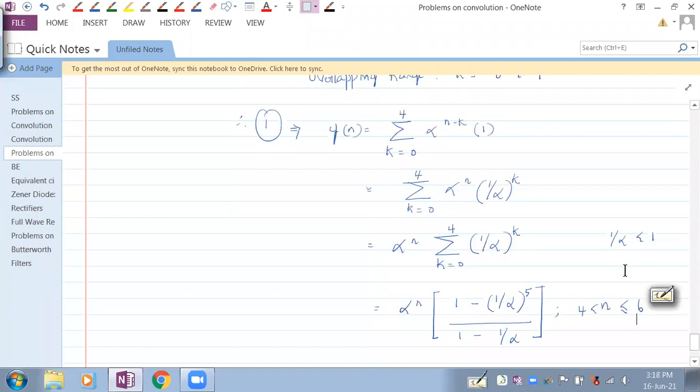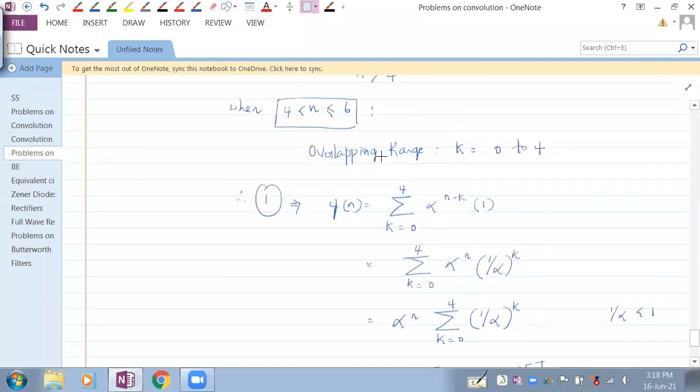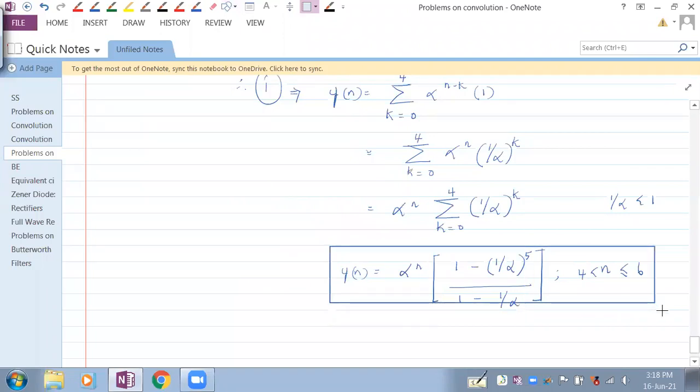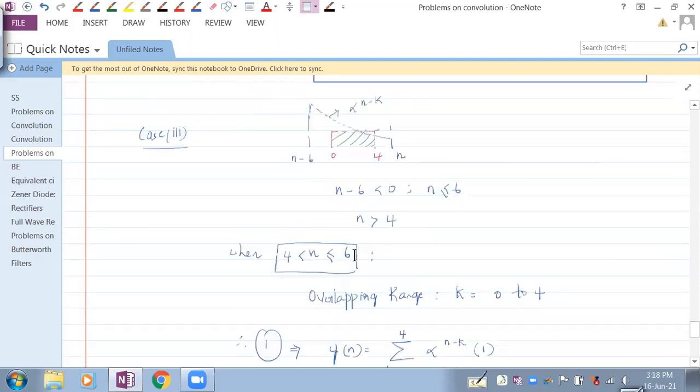Fine. So that is what we have seen here. This is your case number 3. Y of n is this. Fine. So this is your case number 3. Can you write case number 4 yourselves, everybody? Let's see how many of you would be successful in doing that. Case number 4. You have to write just this.